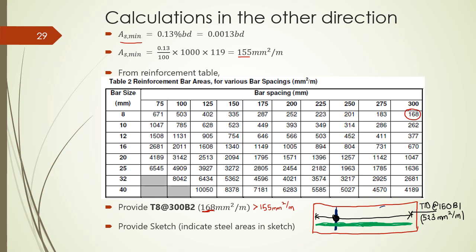And then this bar will run in that sort of orientation, and this will give us T8 at 300 bottom 2, which gives us 168 millimeters squared per meter. So that's a rough sketch of how your solution should be.